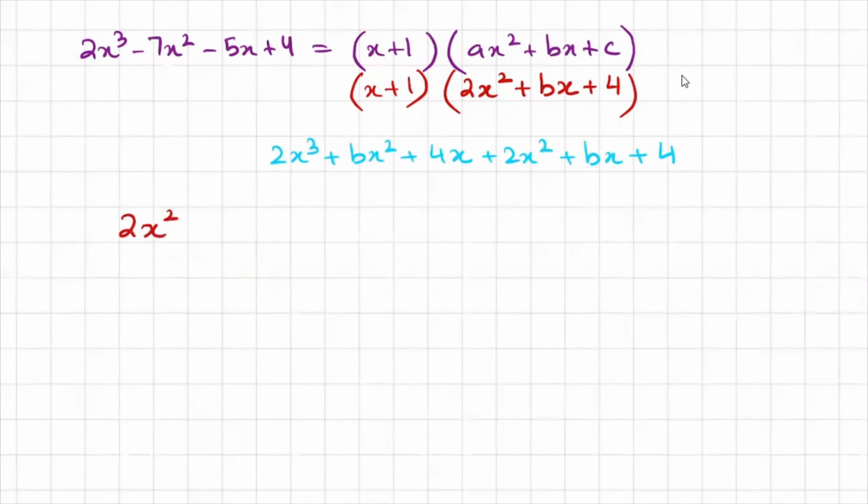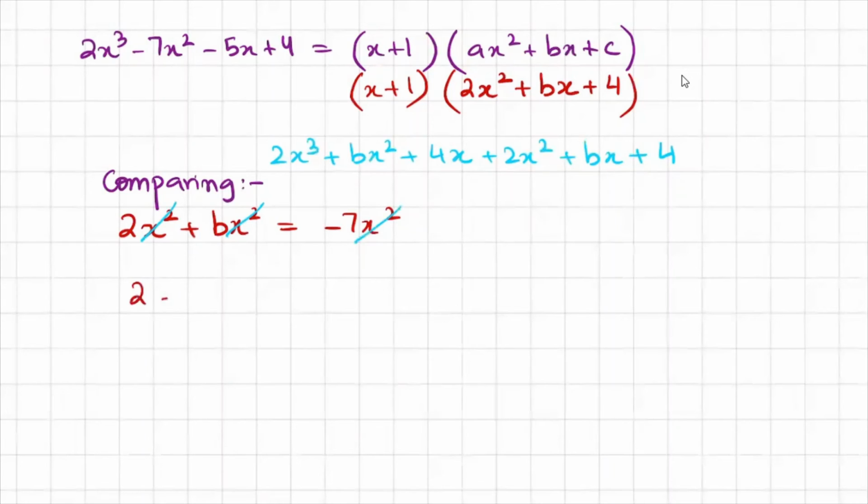2x square plus bx square equals negative 7x square. You can write it down if you want. By comparing, you are finding the value of b. All right, cancel out x square, x square, x square. I am left with 2 plus b equals negative 7. So b equals negative 9.